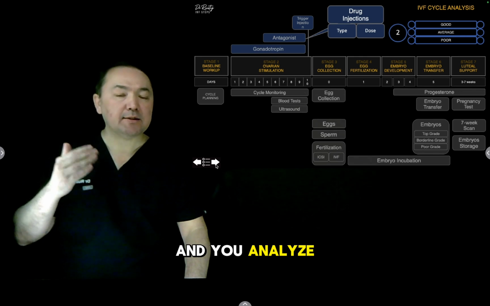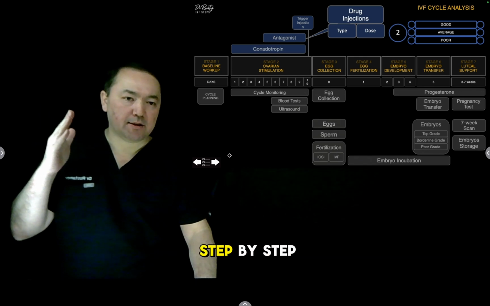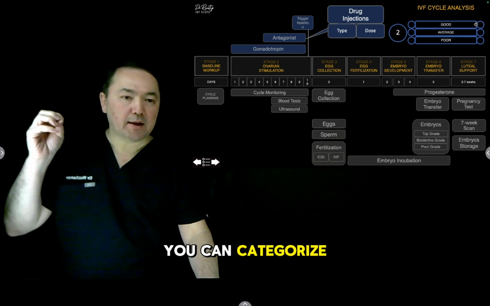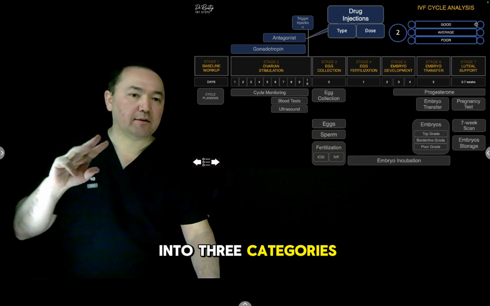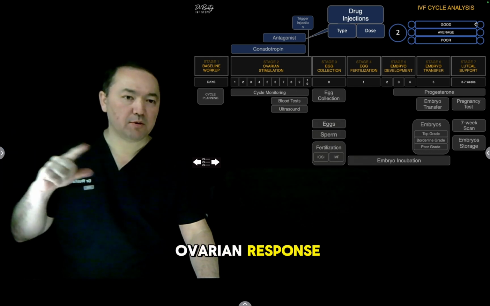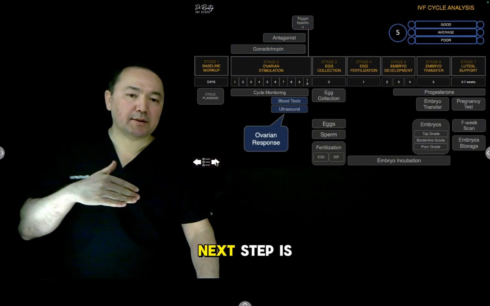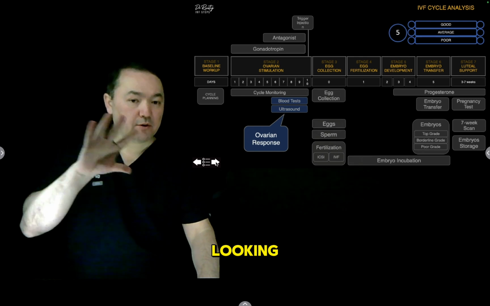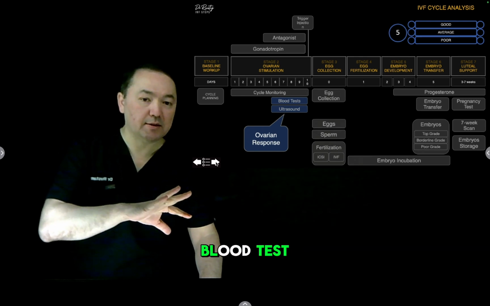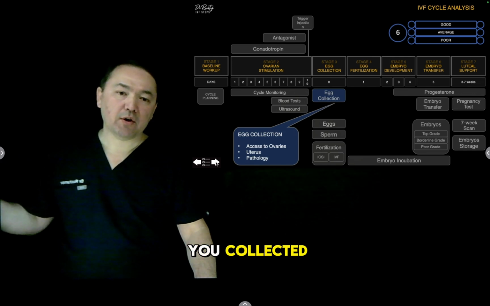And you analyze how your ovaries responded to stimulation. When you're analyzing step by step, you can categorize your response or your outcome into three categories. You had a good ovarian response, average ovarian response, or poor ovarian response. Next step is you again categorize your ovarian response, looking at your ultrasound scan results, blood test estradiol levels and how many eggs you collected.